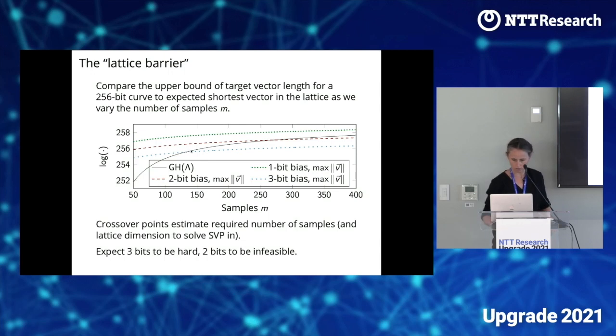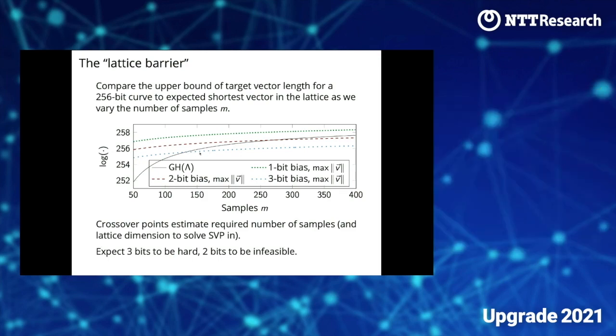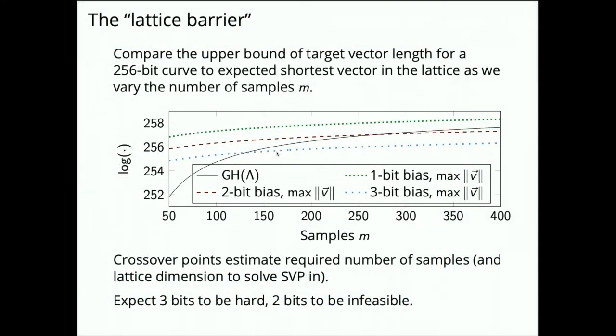And so at this crossover point, once we're at larger lattice vectors, we expect the upper bound on the expected length of the target vector to be below the Gaussian heuristic. So if we use, say, this many samples, we expect the target vector to be the shortest vector in the reduced basis, and so we should be able to solve this problem. The point at which we expect this problem to become feasible is given by these crossover points.